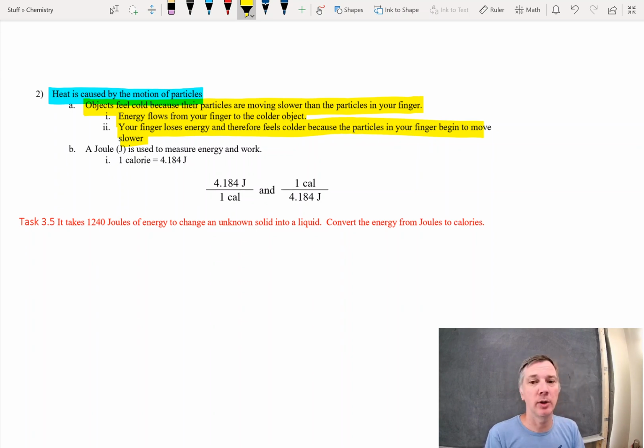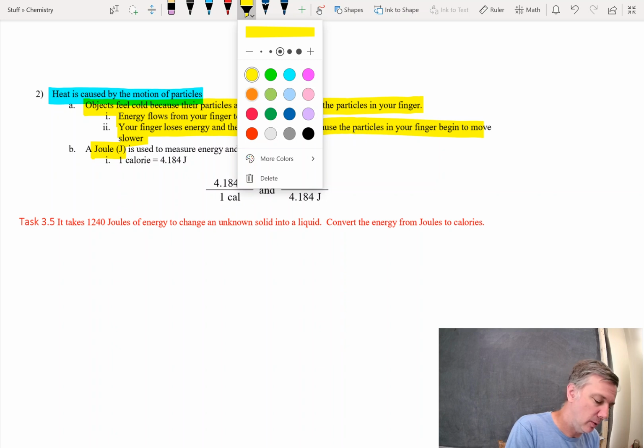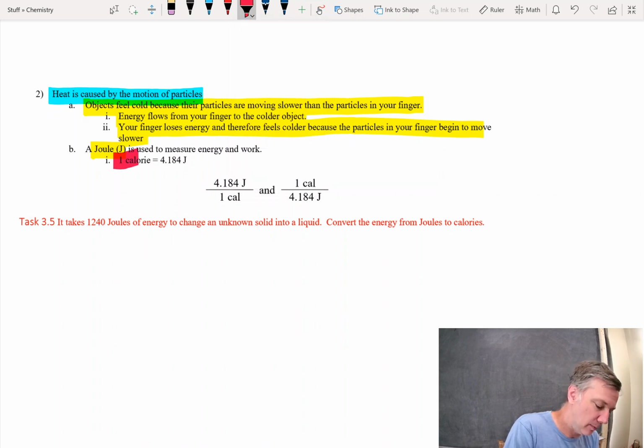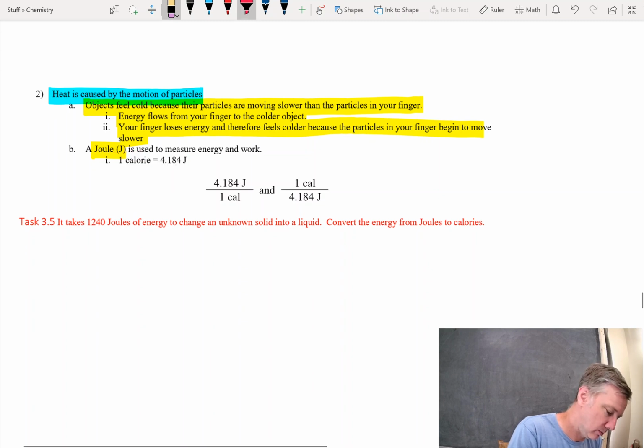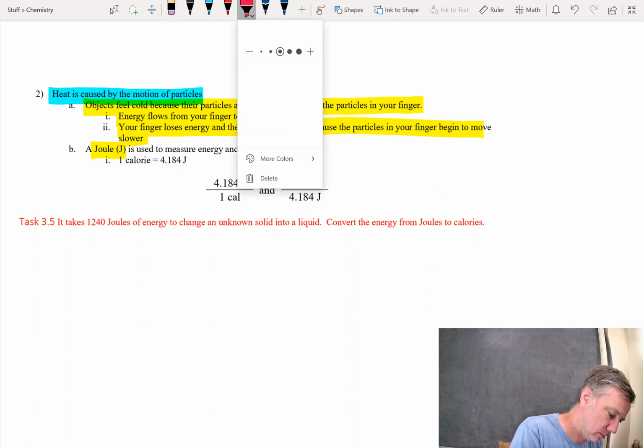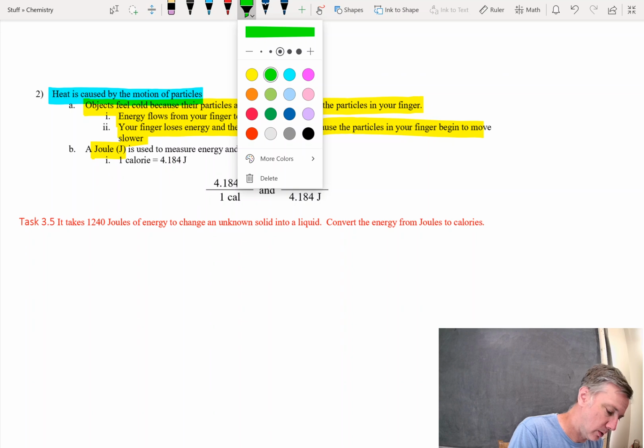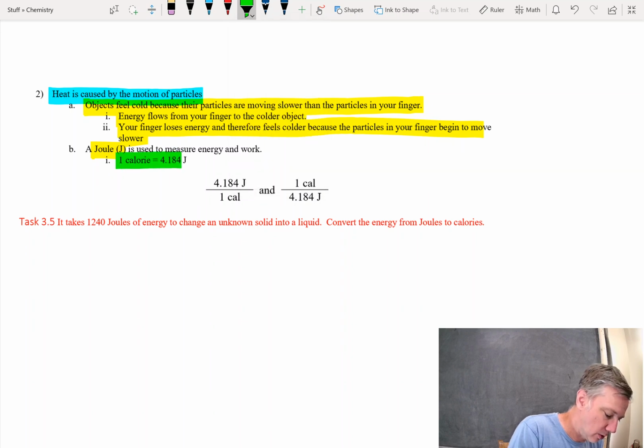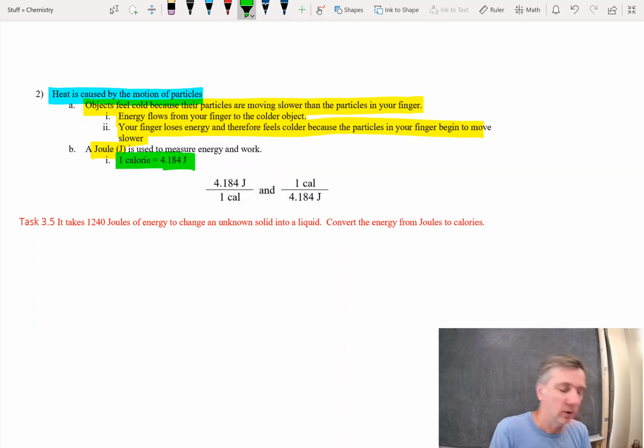How do we measure energy? We typically measure it in terms of what's called a joule. Now, you may be familiar with what's called a calorie. Ooh, you can't see that. That was a bad idea. Let's stick with green here. So there's a joule, capital J, and then there's a calorie. As it turns out, for every 1 calorie, there are 4.184 joules.